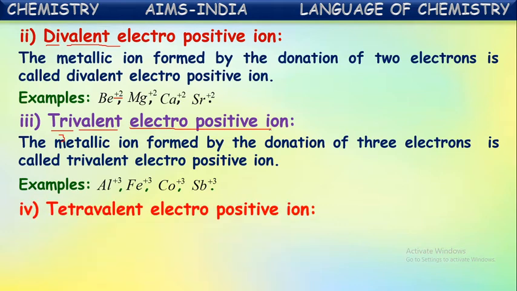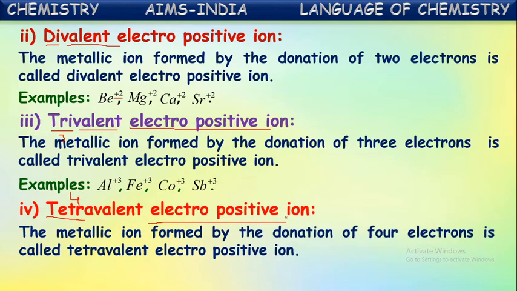Okay, next. Tetravalency. Tetra means what? We know it is 4. So the electropositive ions formed by the donation or loss of 4 electrons are called tetravalent electropositive ions. For example, lead plus 4, tin, Sn, stannum it is called, Sn plus 4. These all are positive ions formed by the loss of 4 electrons from each. These are called tetravalent electropositive ions.